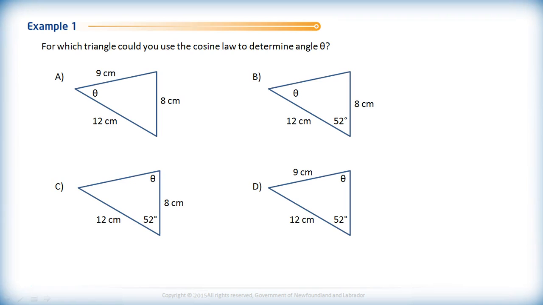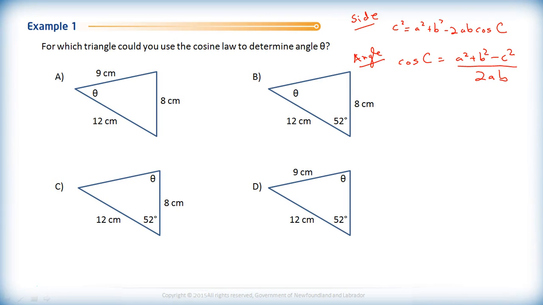So the first one says, which triangle could you use the cosine law to determine angle theta? So let's remember the two versions we have of the cosine law. First one says c squared equals a squared plus b squared minus 2ab cosine c. And that's the one we're going to use if we're finding a missing side. And the other version was cosine of angle c is equal to a squared plus b squared minus c squared, all divided by 2ab. And that's the one we want to use if we're finding an angle.